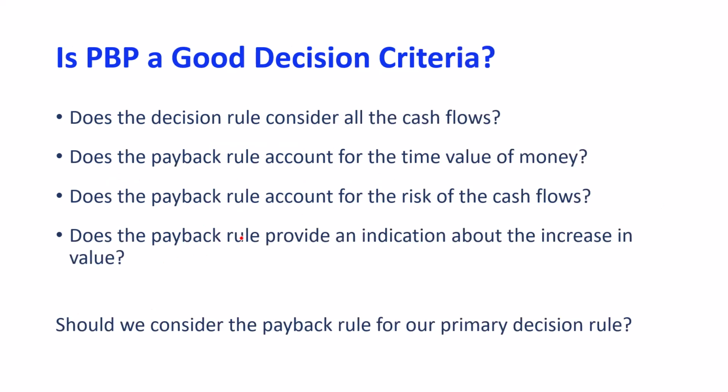Looking at the questions that we need to answer for each decision rule, does it consider all the cash flows? No, it ignores the cash flows as soon as you reach the break-even point. Does the payback rule account for the time value of money? The answer is again no. Does it account for the risk of the cash flows? No, you're just using the same cutoff point for every project. And does it provide an indication about the increase in the value of the firm? Again, no, because it is asking the wrong question. What you find is, how long does it take for the project to recover the cost? It doesn't have any indication of whether you're adding value to the shareholders or not.